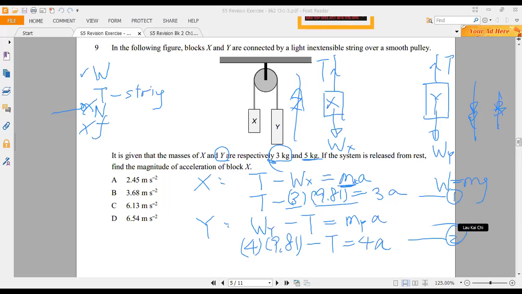So what can we do? We try to find the value of A, right? That means you want to eliminate the other unknown, T. The method to eliminate it is to add these two equations together. You may add equation 1 and equation 2 together, and you will find that when you add them, the T cancels.